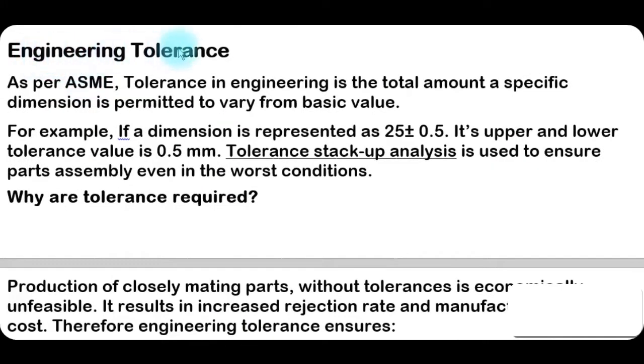Engineering tolerance. As per ASME, tolerance in engineering is the total amount a specific dimension is permitted to vary from the basic value. For example, if a dimension is represented as 25 plus minus 0.5, its upper and lower tolerance value is 0.5 mm. Tolerance stack-up analysis is used to ensure part assembly even in the worst condition.